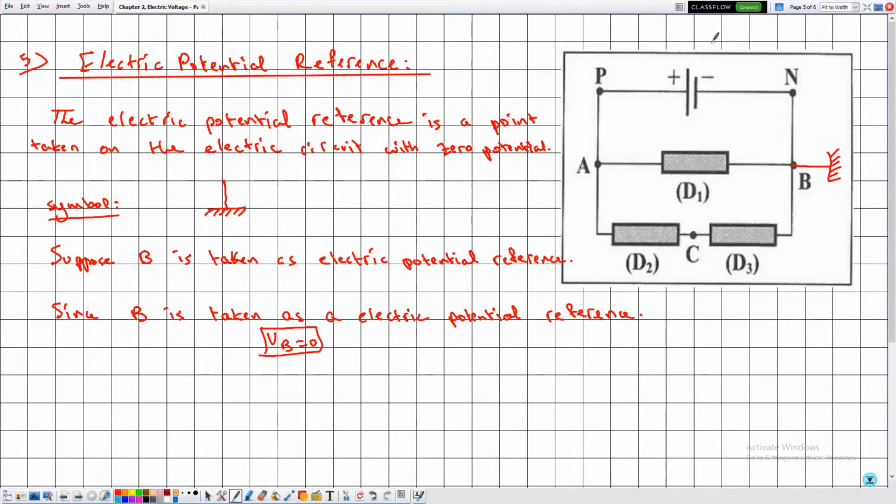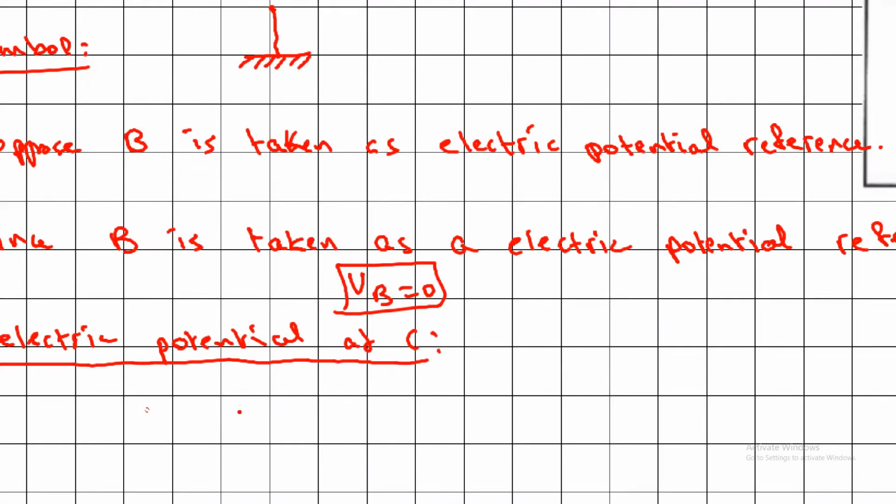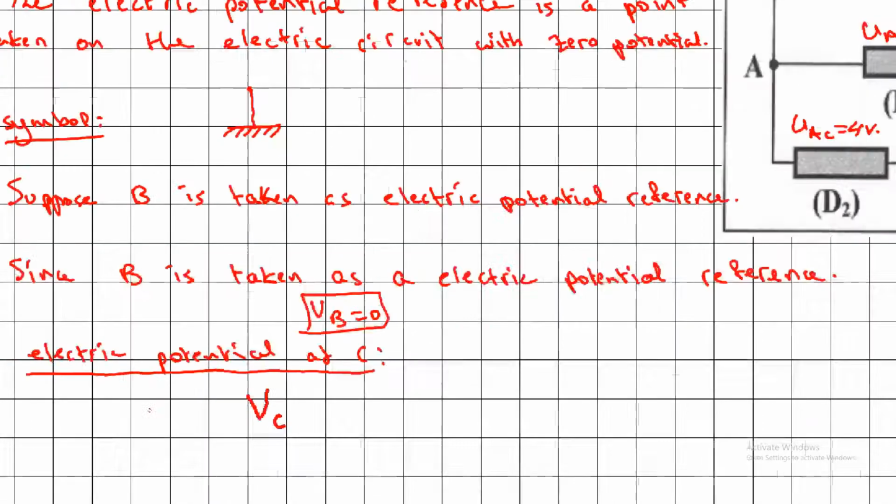So suppose that here in this circuit we have that UPN is, say for example, 10 volts. So UAB will be given by 10 volts. Let's suppose that UCB is equal to, say for example, 6 volts. Then UAC, according to the law of addition of voltages, will be given by 4 volts. Suppose that we are interested in determining the electric potential at the point C, which is given by VC.